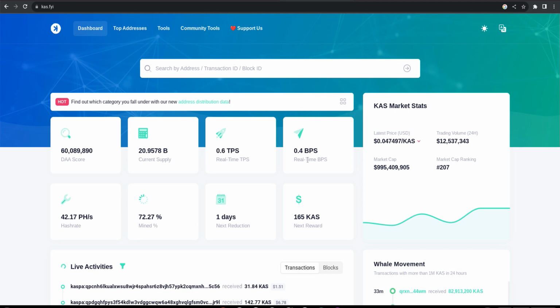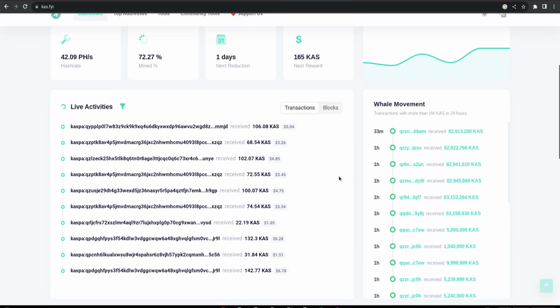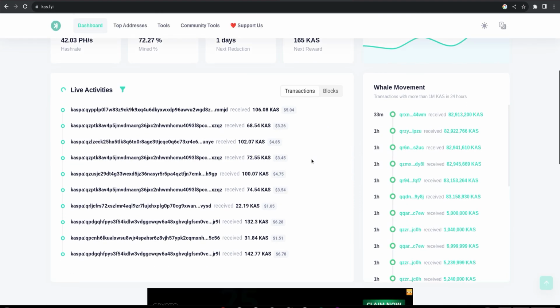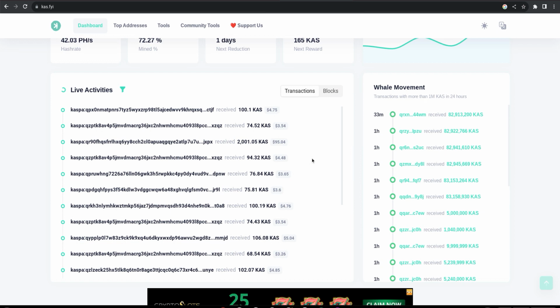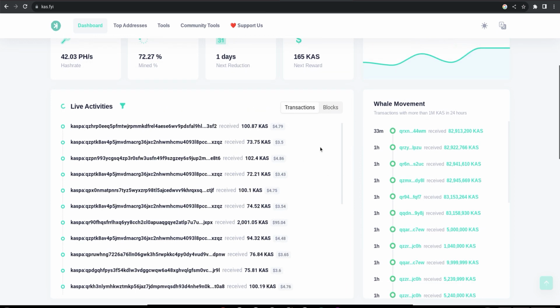The blocks per second, transactions per second, of course, they go up and down. Look at them bounce, 1.4. The blocks, you'll see that go up to 2 or 3 blocks a second. It just bounces around like crazy. Here's your transactions, of course. But I've seen some pretty big ones on there today.